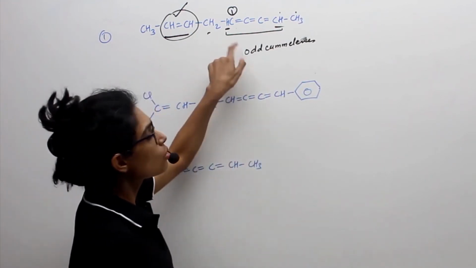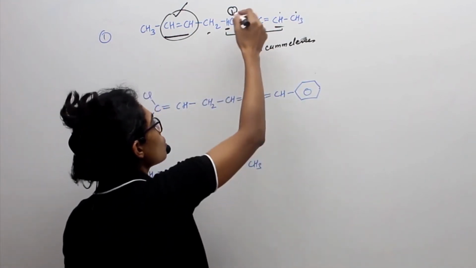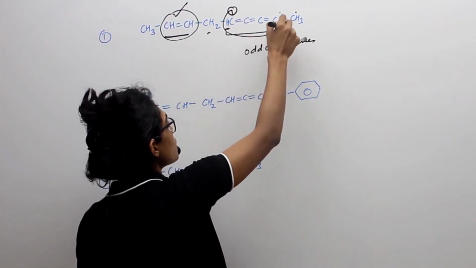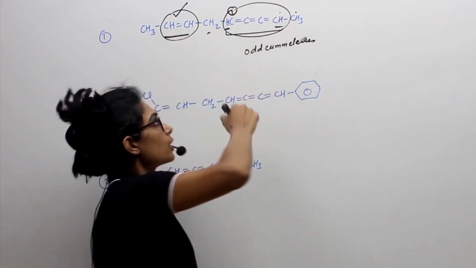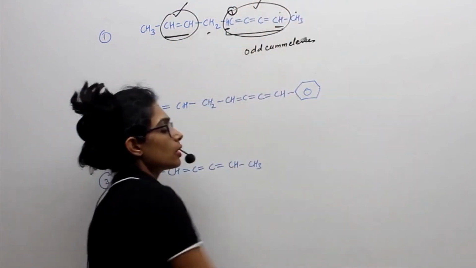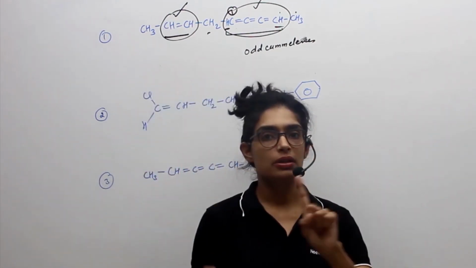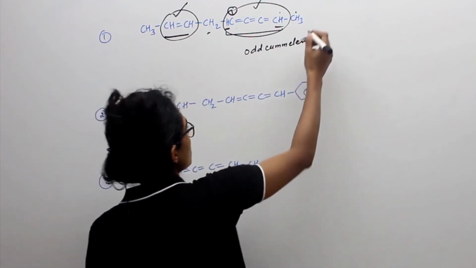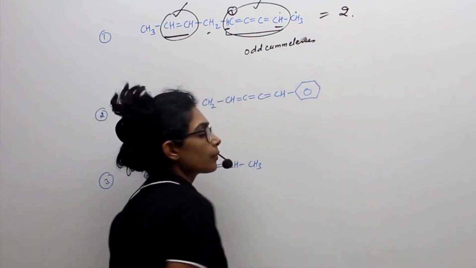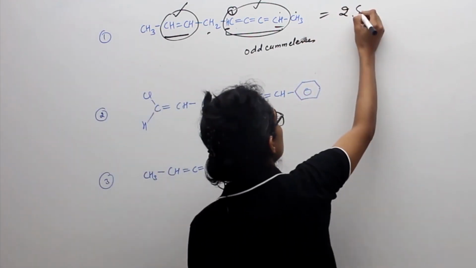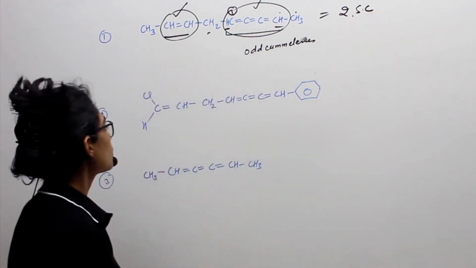So this part will also show GI. This will be considered as one stereo center. One stereo center was here, another stereo center was here. One cumulene, the total chain of the cumulene will be considered as one stereo center. So the total number of stereo centers is 2 over here. Okay, 2 stereo centers. Now come to the next.